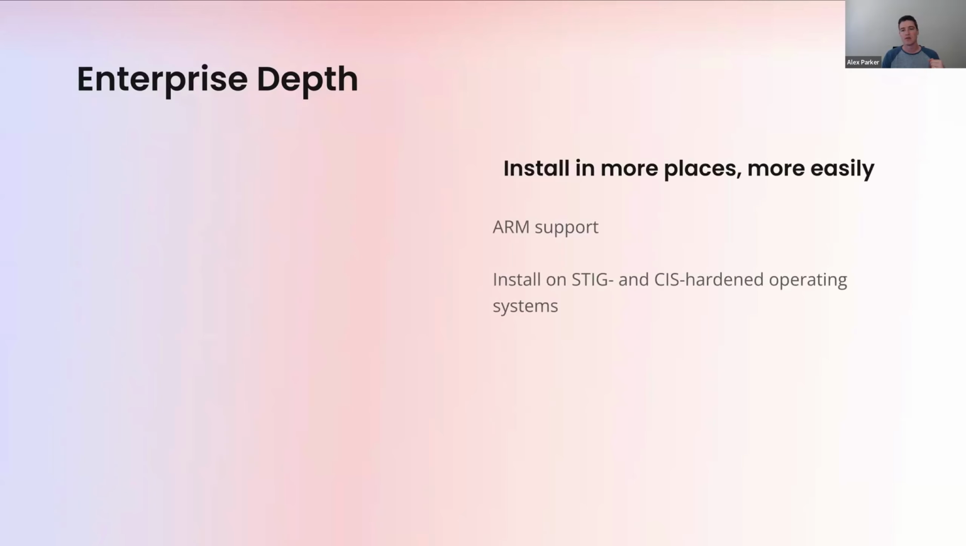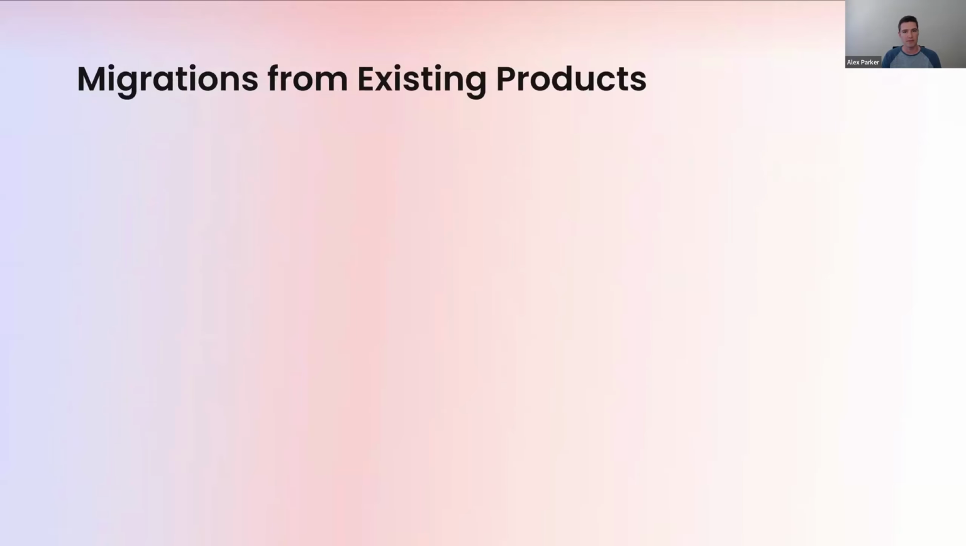And then after that, enterprise depth is another area that we'd like to fill out a little bit more, to install in more places and do it more easily. We've had a lot of requests for ARM support over time. We've also had a lot of people installing on STIG and CIS hardened operating systems, and that is largely supported, but there's still a couple of things we could do to smooth out that experience. And so that's another thing that we'd like to add to allow this to go even further.